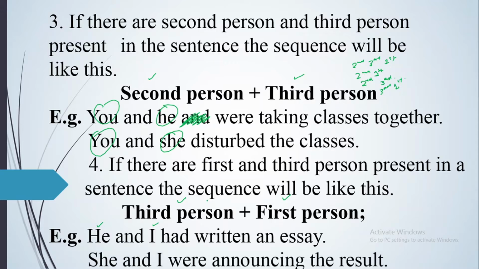After that we have got the next example. She and I were announcing the result. She is the third person coming first and then I is the first person coming second. So over there the sequence will be like this: third person and then first person.